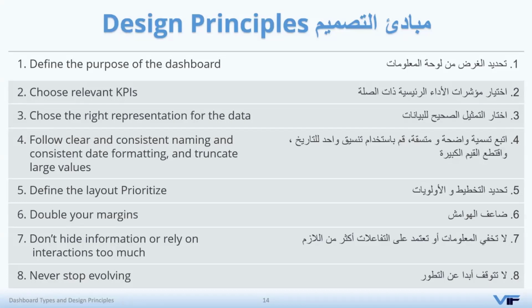When we look at the margins, we need to give some margins; double margins is very important. And also we don't need to hide any kind of information, so don't feel shy about it, and we have to make sure that we include it. We also shouldn't exaggerate by putting in so many interaction elements, because this could be distracting. And lastly, never stop evolving, because it's an ongoing process to evolve again and again.